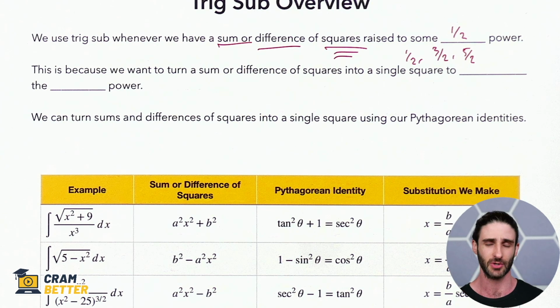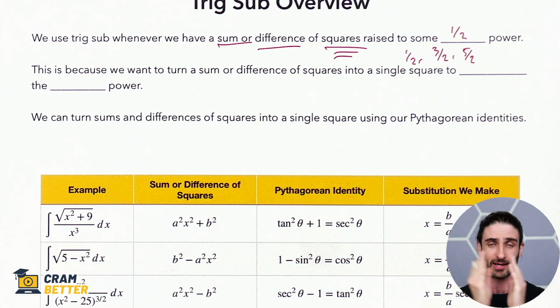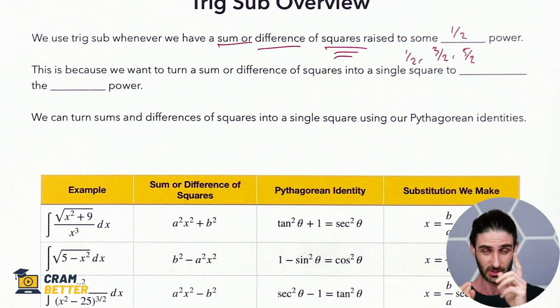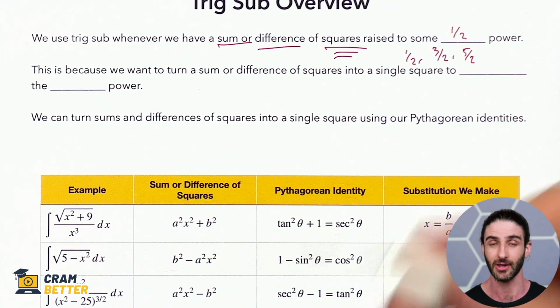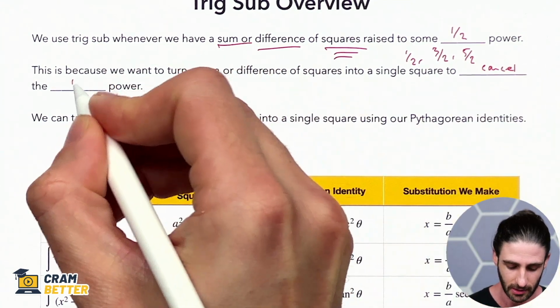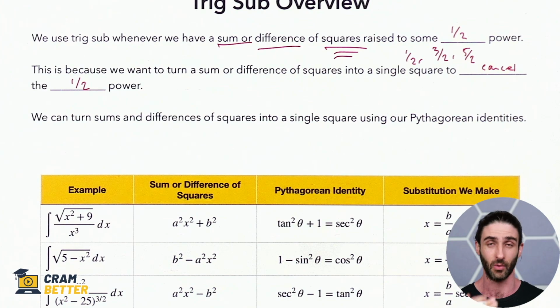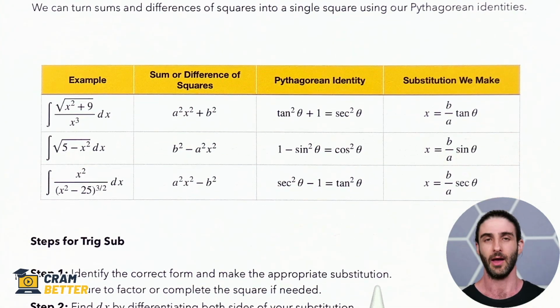Why is it that we're going to do a trig substitution? Well, because we're going to use our Pythagorean identities to take our sums and differences of squares, break them into a single square, and then basically cancel out that half power. So we want to cancel the half power. That is the point. That's really the logic that you want to have underlying every single decision you make with trig sub.